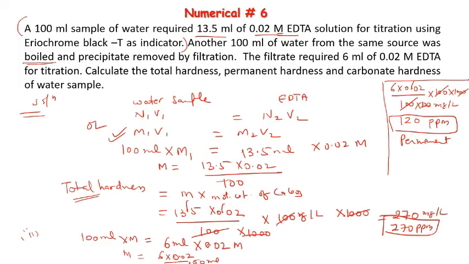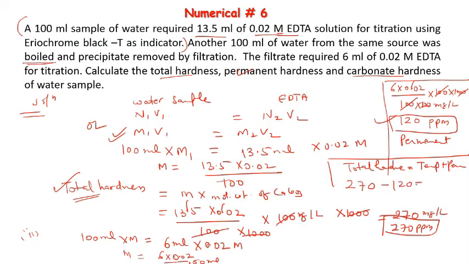right? So what has been asked here, calculate the total hardness. So total hardness we have calculated, permanent hardness we have calculated over here. Now it has been asked carbonate hardness. So carbonate hardness means temporary hardness. So what is the formula for total hardness? Total hardness is equal to temporary plus permanent. So permanent is 120 and total is how much? 270 minus 120 is equal to temporary or carbonate hardness. So temporary hardness or carbonate hardness is equal to 150 milligrams per liter, or ppm. Right? So in this way one can calculate all these values.